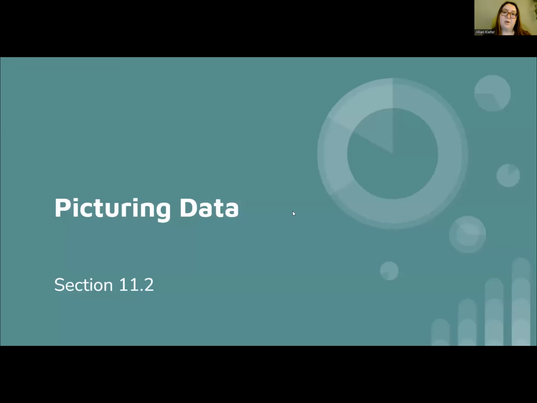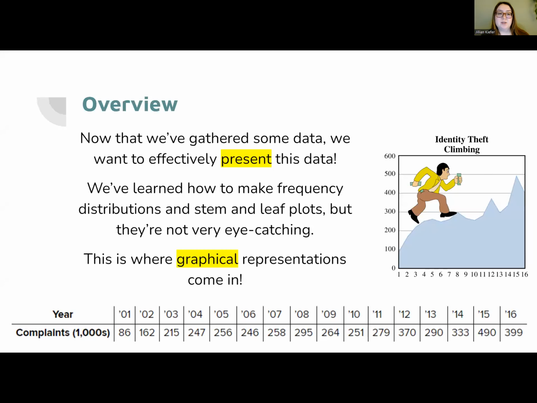Hello, everyone. We're going to go ahead and go over section 11.2, which is on picturing data. So as an overview, now that we've gathered some data, we want to effectively present this data. We've learned how to make frequency distributions and stem and leaf plots, but they're not very eye-catching. And this is where graphical representations are going to come in.